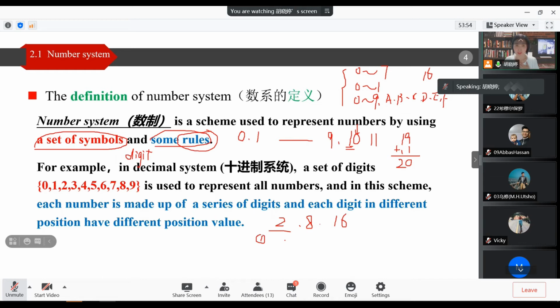What is the symbol for binary? I didn't understand the last question. What are the symbols in the binary system and the rules in the binary system? Symbols. Oh, okay. Sorry, my pronunciation is not right.